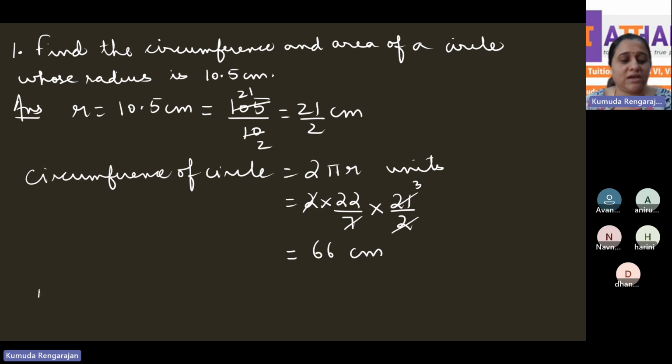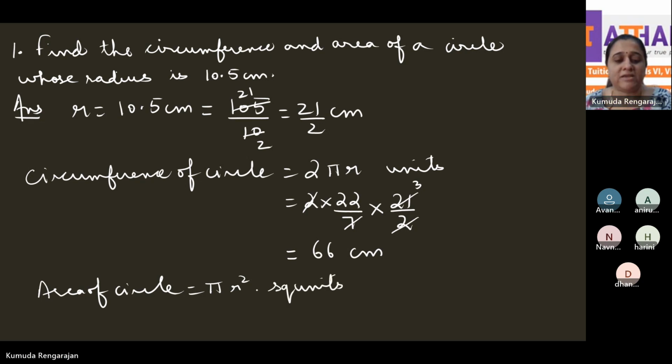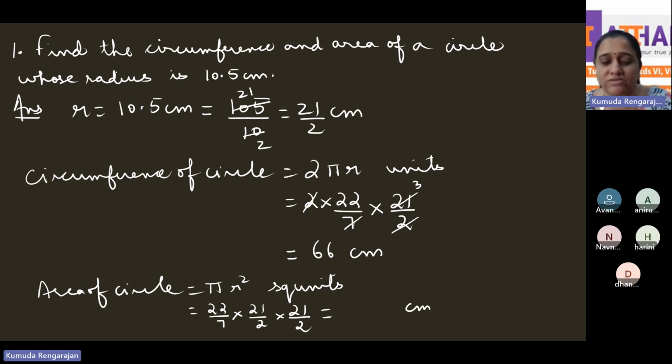Next, area. Area of circle is equal to pi r square, square units. Pi, the value is not given, so 22 by 7 into r square. You can use 10.5 or you can use 21 by 2. So 21 by 2 into 21 by 2. You should simplify this and find the answer. Whatever answer you get, it is centimeter square. So simplify this and tell me the answer, children.